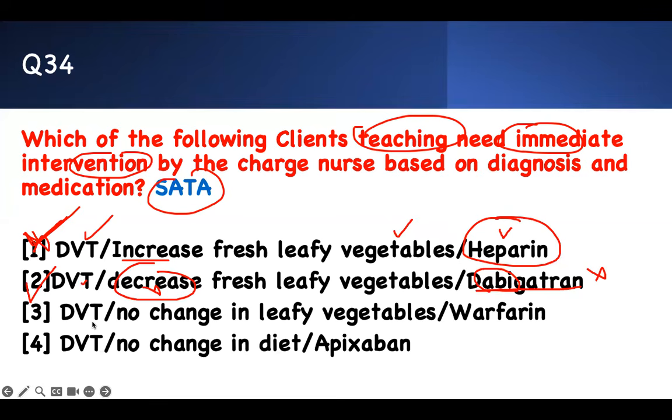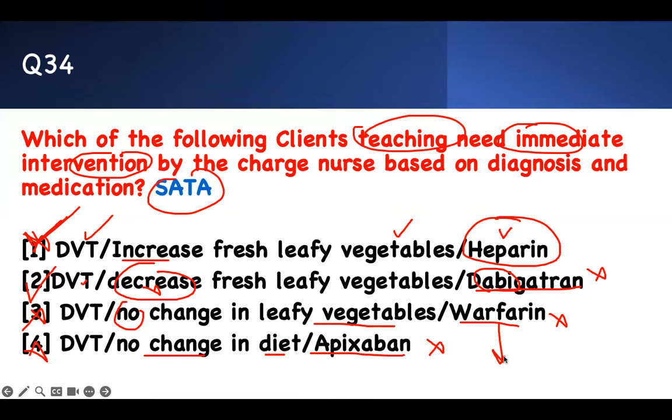DVT, okay? No change in your leafy vegetables on warfarin. Yes, when you're on warfarin, stay the same. Don't change anything, so that when you're bleeding, I know that you are in trouble. So I don't need to worry about you. DVT, no change in diet. If you're on apixaban, the same thing, factor 10, you don't need to change anything. The only thing that you need to watch is warfarin. And what does that mean? Stay the same. Don't move anything at all.